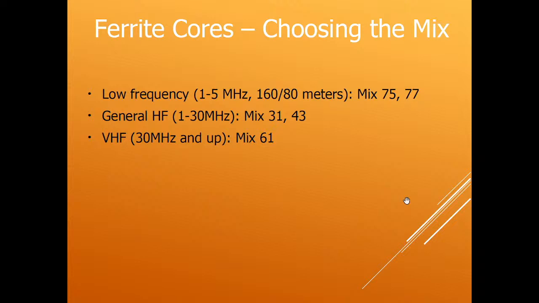But in general, for low frequency, 1 to 5 megahertz, 160 or 80 meters, you'd want mix 75 or mix 77. 77 is an older and cheaper material. 75 is brand new and quite a bit more expensive. For general HF, 1 to 30 megahertz, you'd want mix 31, which is the one I prefer, or mix 43, which is a little bit higher in frequency, but it's still good for HF. And then for VHF, 30 megahertz and up, I would suggest mix 61.